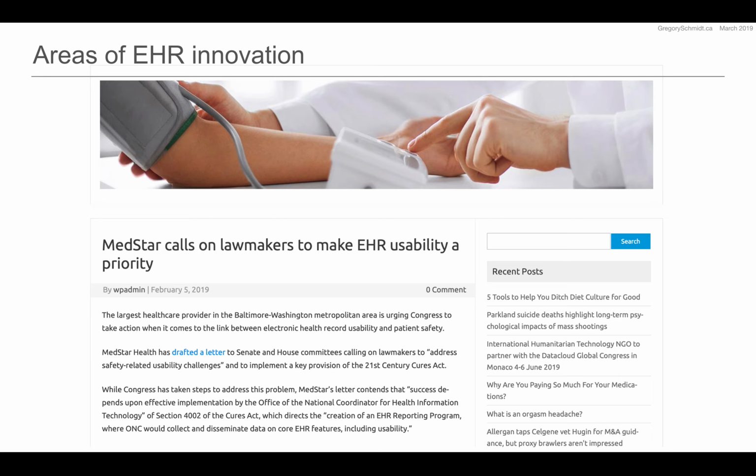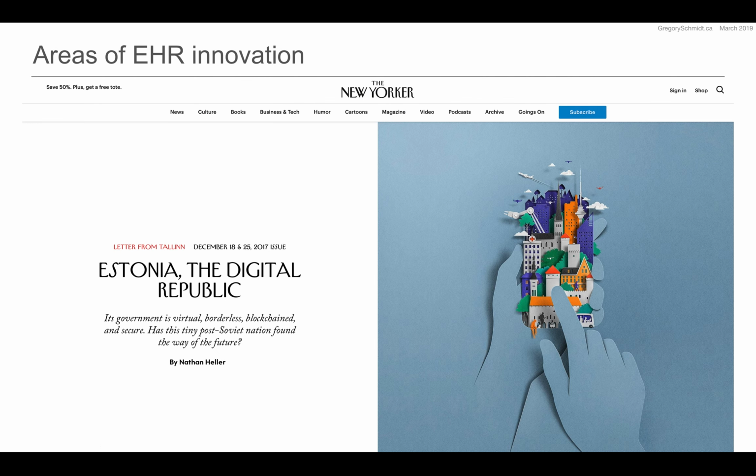Another one which comes to mind is Estonia, which has been long landmarked as a digital republic and a leader in wide EHR adoption. Obviously, the size of the country at just over 1 million people makes this type of success much easier, but the 2017 New Yorker article on Estonia's digital republic is a much read.